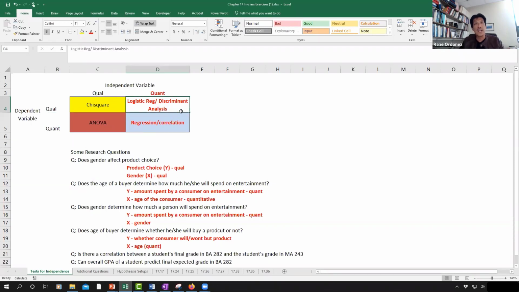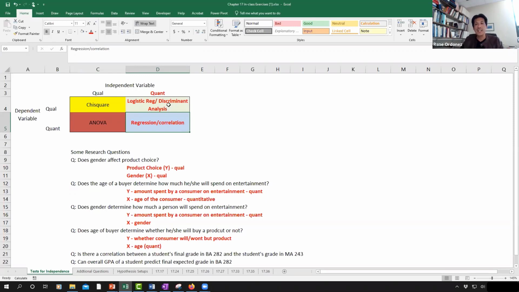So here's the appropriate test. You can use either logistic regression, also known as a binary regression, or discriminant analysis. Unfortunately, this topic is not covered in this class. As far as our class is concerned, we've covered ANOVA before last week, and we will be covering chi-square this week, and then regression and correlation next week and the following week.